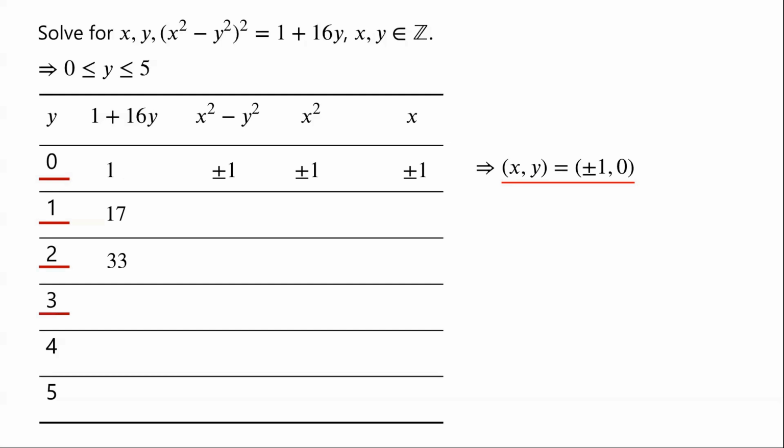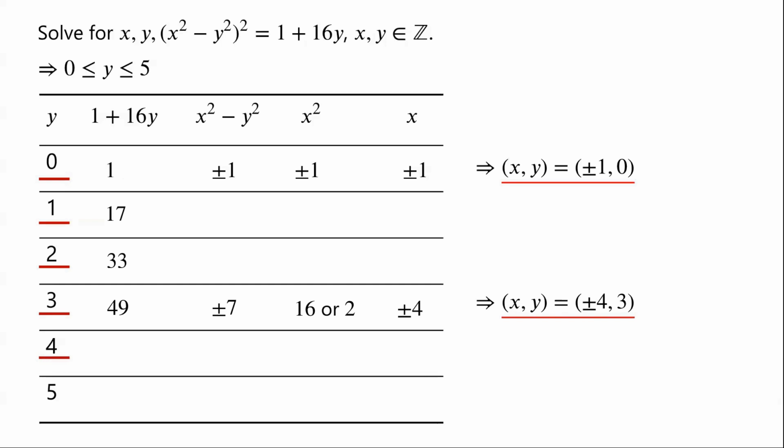When y equals 3, 1 plus 16y equals 49. Then x squared minus y squared all squared equals 49. So x squared minus y squared equals plus or minus 7. That is, x squared equals 16 or 2. But 2 is not a square number. So x squared equals 16. Then x equals plus or minus 4. So (x, y) equal (plus or minus 4, 3).